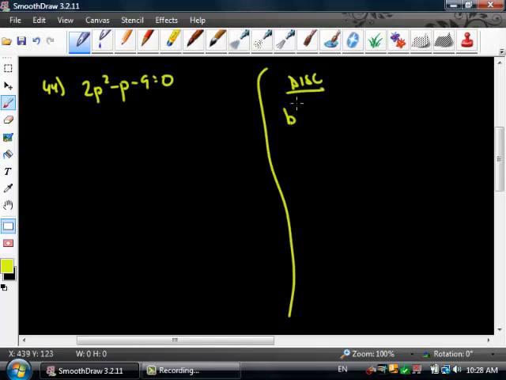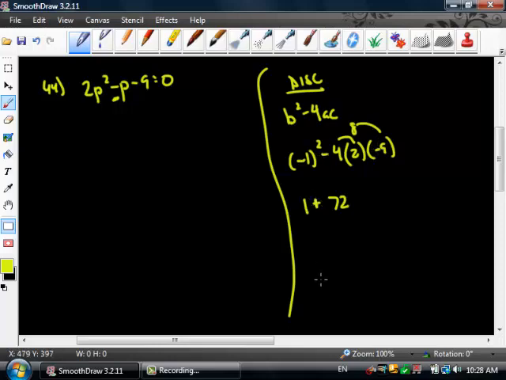Remember, the discriminant is b squared minus 4ac. So b squared in this case, well, b is negative 1, so it's going to be negative 1 squared minus 4a, which is 2, c, which is negative 9. So it looks like I've got 1 minus, this is 8 times 9, which is 72. But since it's negative and negative, it's going to be positive. So I end up with 73.